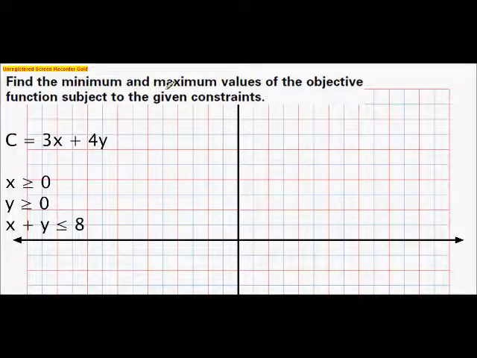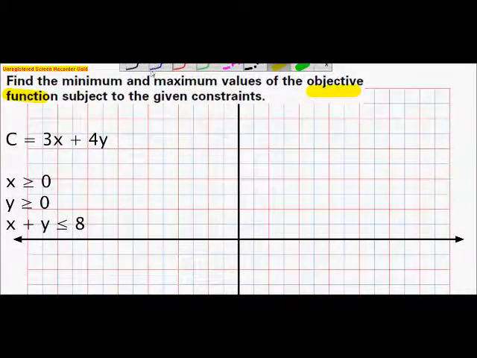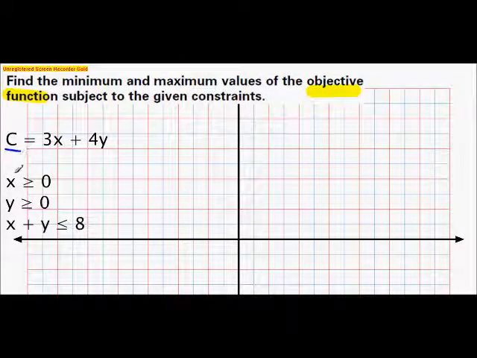and if you read the question, it says find the minimum and maximum value of the objective function subject to the given constraint. So the objective function is always going to be this one right here. C is equal to, so whatever it says C is equal to, that's going to be your objective function, okay? And then it says subject to the given constraint. So these are the constraints down here, and your constraints are always going to be inequalities. Sometimes there's 3, like in this case, but sometimes there's also going to be 4 or 5. There's really no limit on how many there can be, but usually in this class, you're going to see 3 to 4.